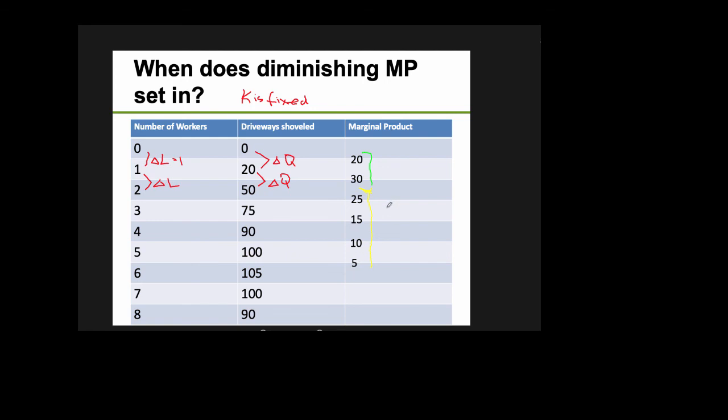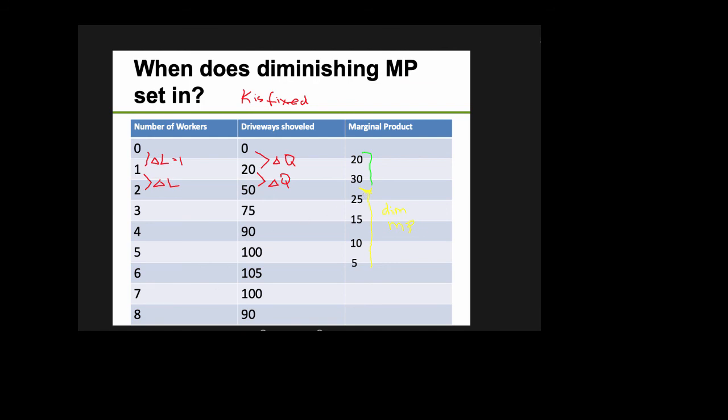This is diminishing marginal productivity. That's what we see here. In the yellow area, this is diminishing marginal product. That's when it starts to set in.